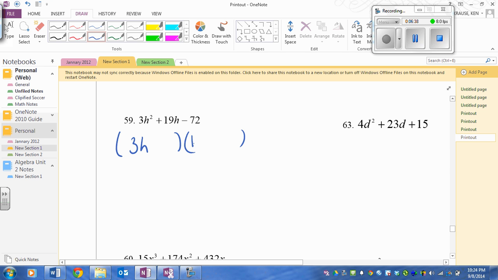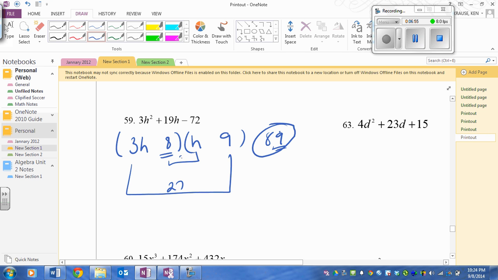H and H. I'm guessing 8 and 9 again. Now, if I use the 9, it can't go here because it would have a GCF with the 3. So I'd have to put the 9 here and the 8 here. 27 and 8. 27 minus 8 is 19, which is what I want. Now, since I want positive 19, the 27 has to be positive. So I'll put the positive there and the negative there.